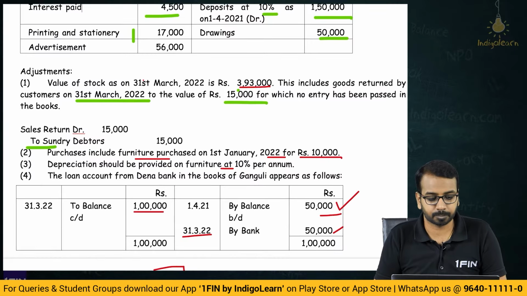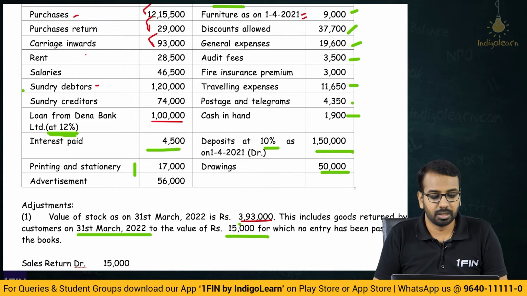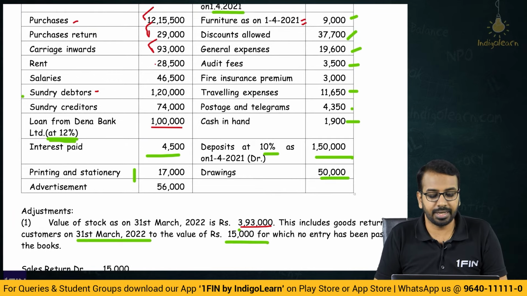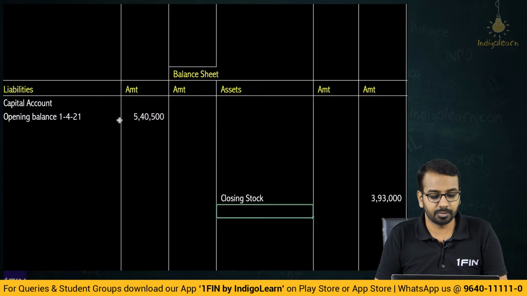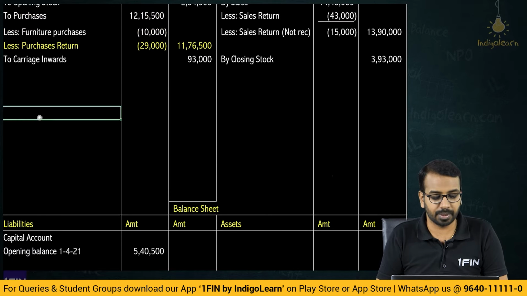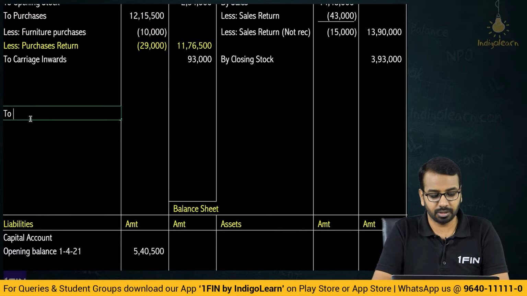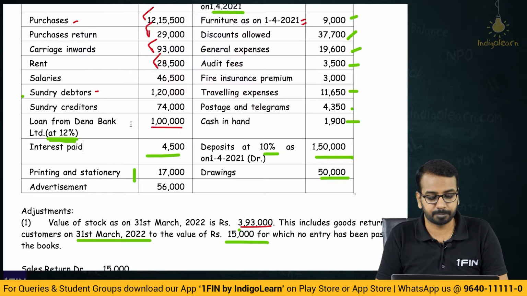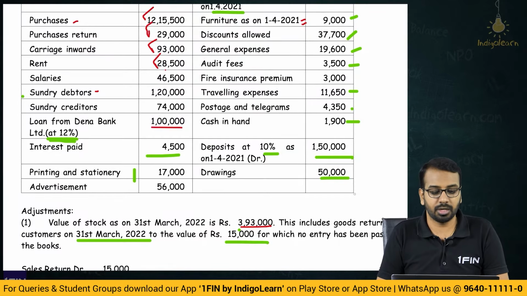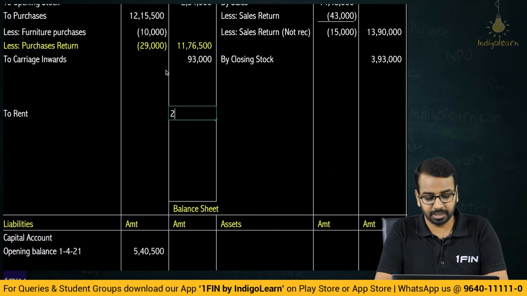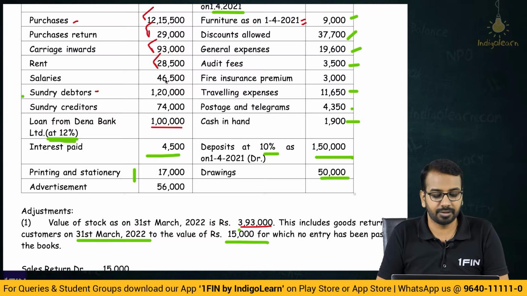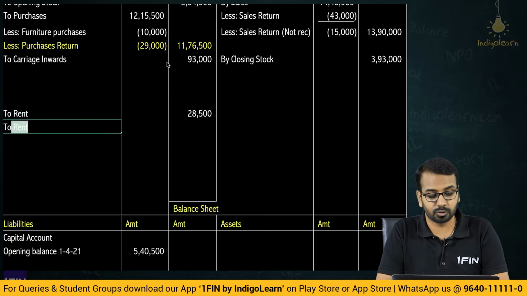Then we have rent 28,500. This is a P&L item. So in the profit and loss account, you leave some space and you can start plotting rent 28,500. Then we have salaries 46,500. There are no adjustments for salaries. So to salaries 46,500.